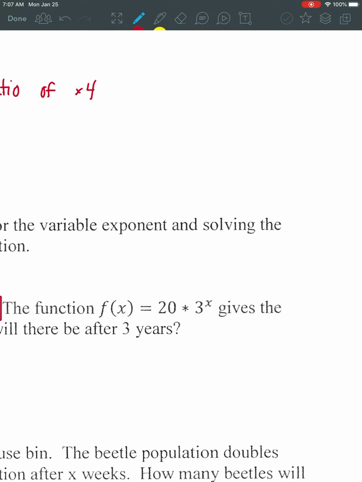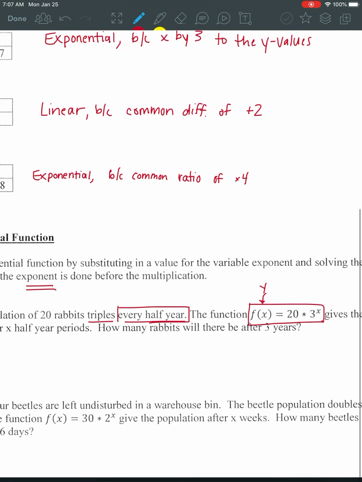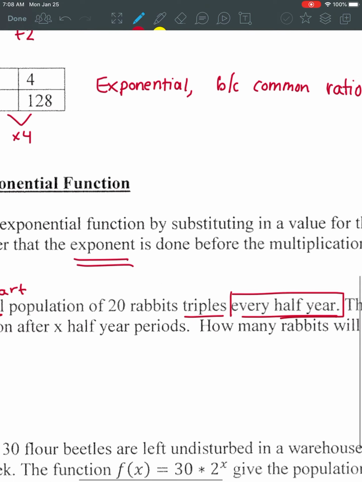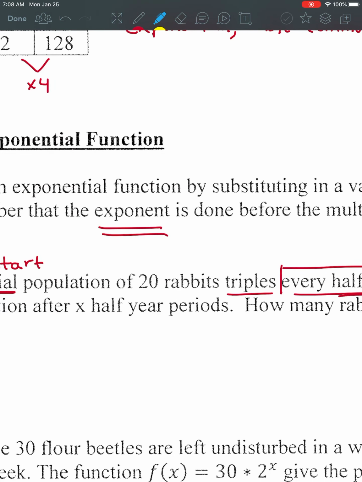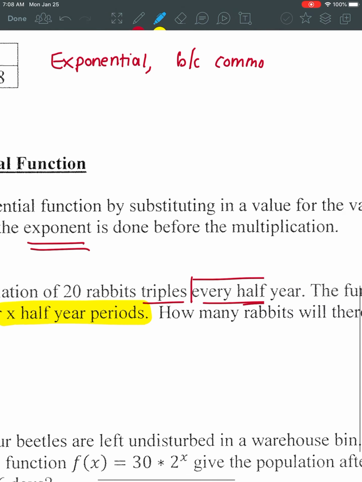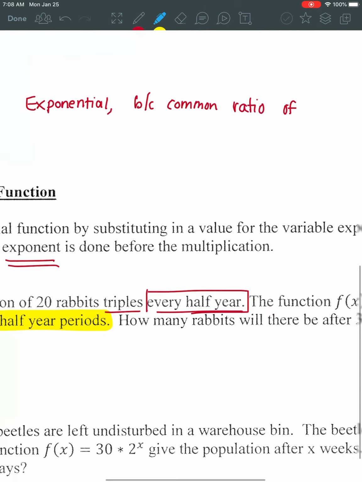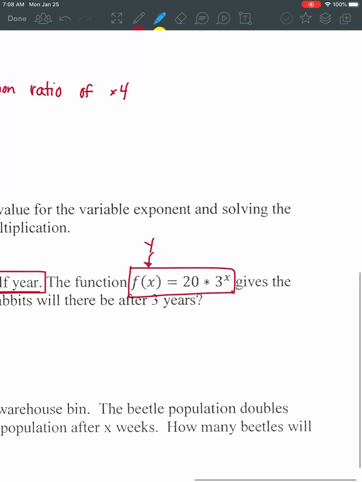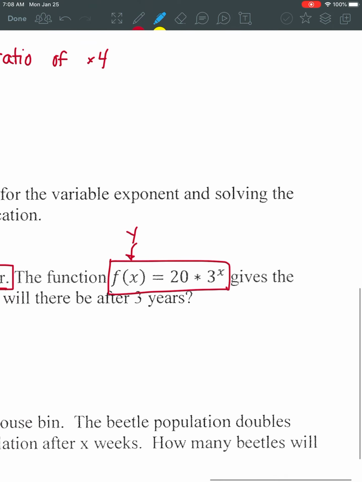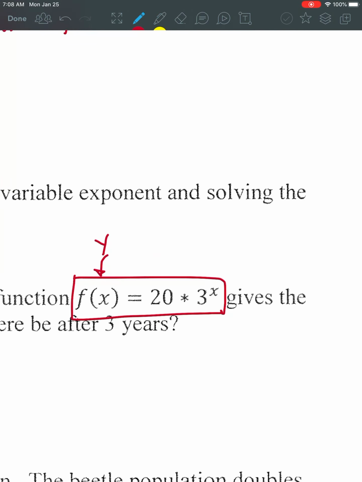The function, so here we have f of x equals 20 times 3 to the x power. So here we are given the actual equation for it. Remember that f of x is the exact same thing as y. So it gives the population after x half-year periods. So it's always important to figure out what x is representing. In this case, they're half-year periods. Here we're saying that it triples every half year. So how many rabbits will there be after 3 years?